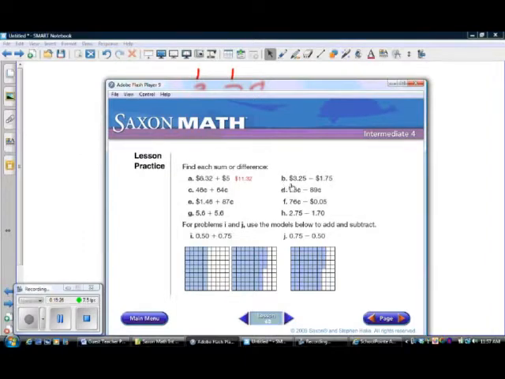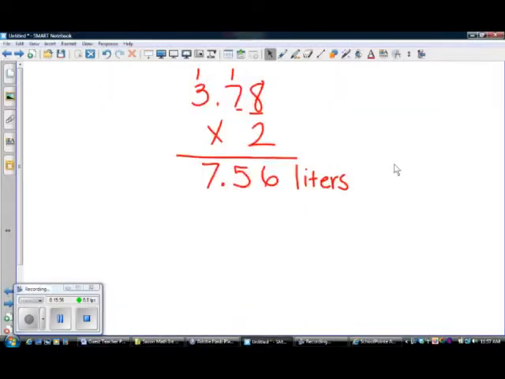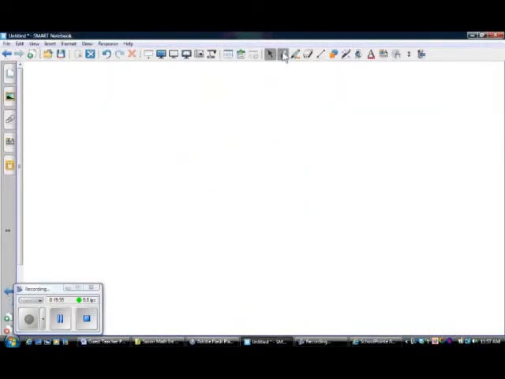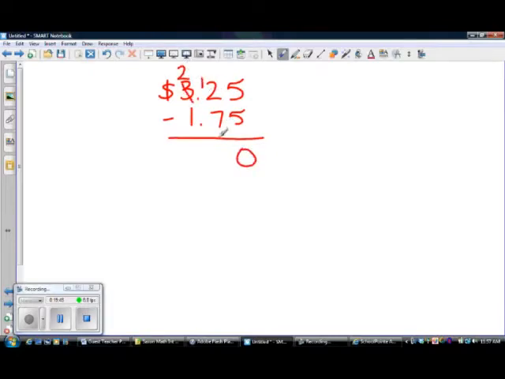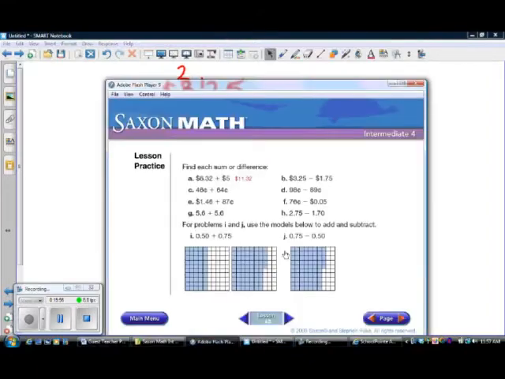Okay, let's look at B. $3.25 minus $1.75. And I'm going to go ahead and do this one because there would be borrowing involved, and it's harder to do mental math when you do have to borrow. So $3.25 minus $1.75. 5 minus 5 is 0. 2 minus 7, we need to borrow. 12 minus 7 is 5. Stop, drop, decimal point. 2 minus 1 is 1. And you are left with $1.50.